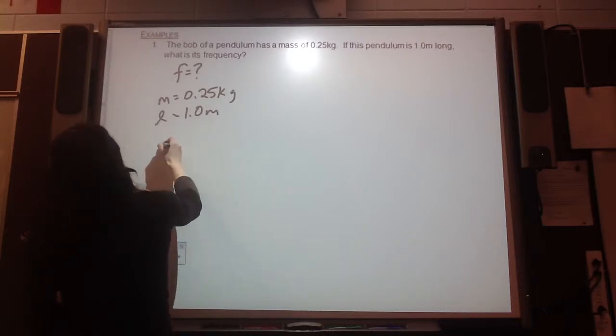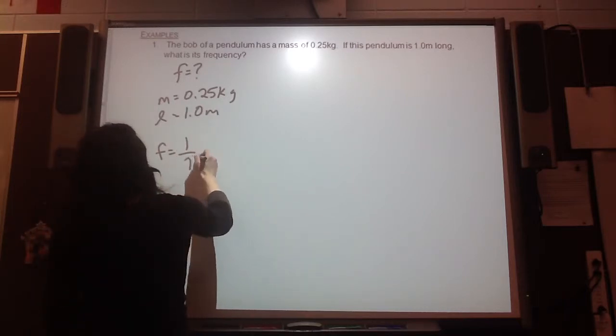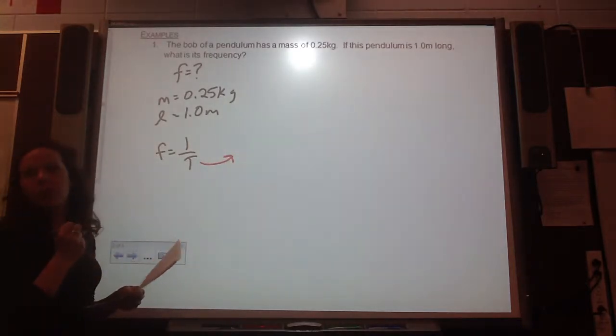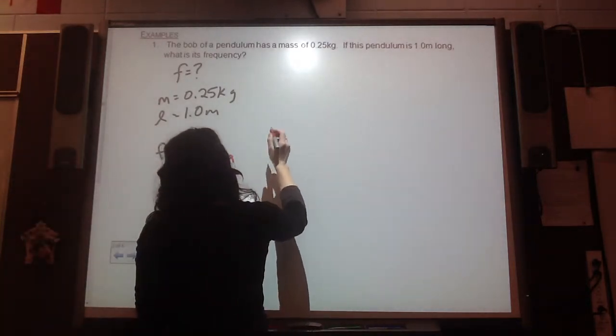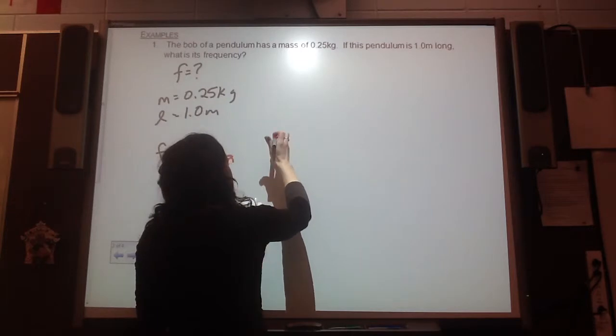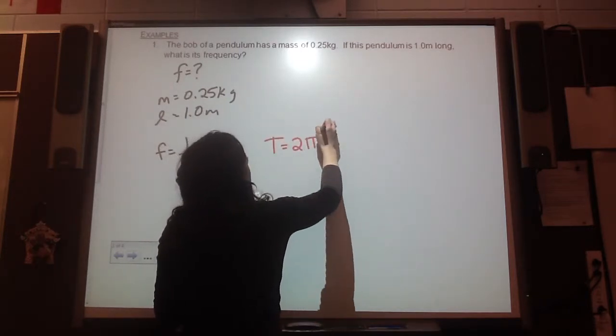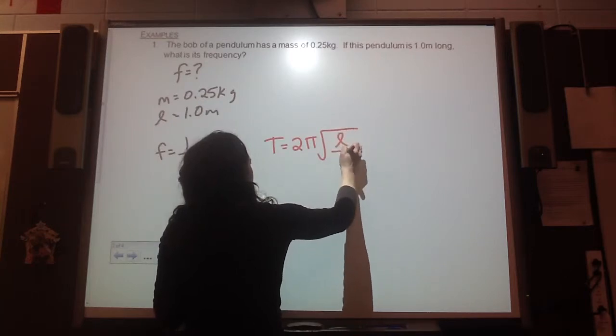Well, we know that F is equal to 1 over T, and we can find out our T from a different formula. So our T formula, since this is a pendulum, we look at our pendulum formula as 2 pi times the square root of L over G.